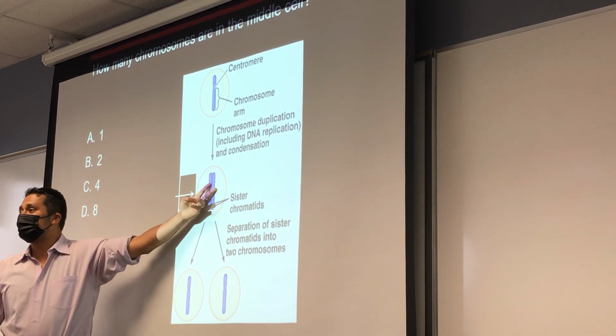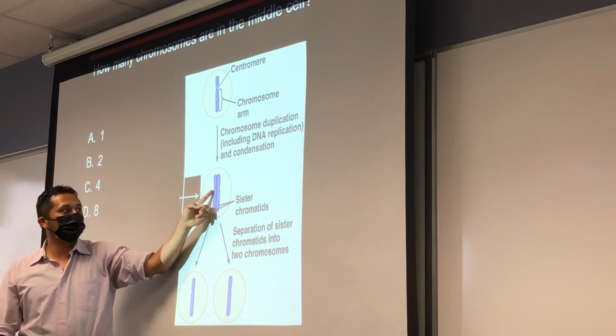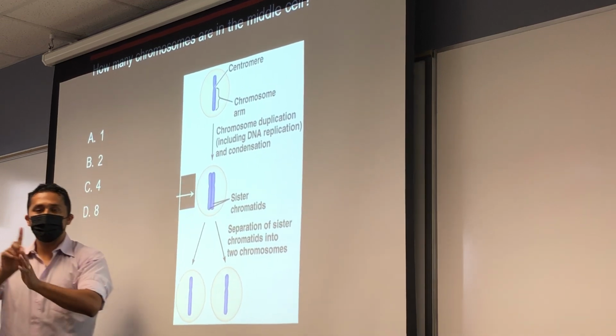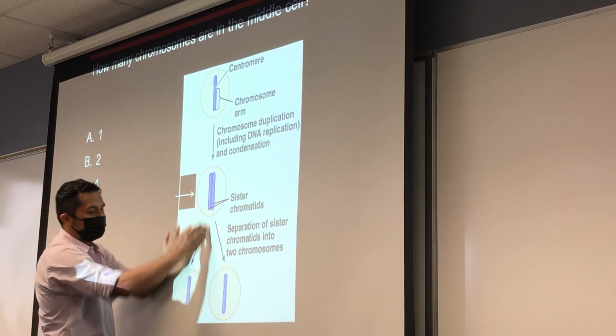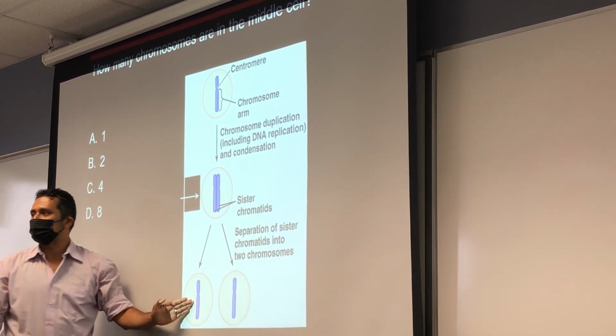They are together. These are sister chromatids. They are joined together, okay? It's one chromosome, but two sister chromatids. Once the sister chromatids separate, they become chromosomes, okay?